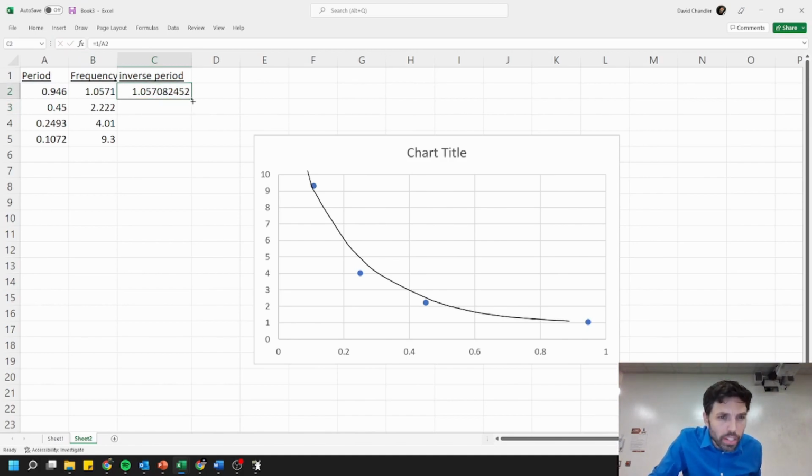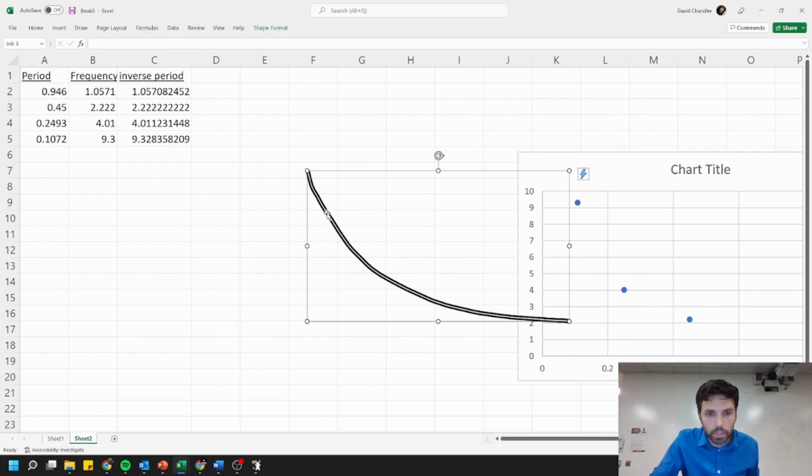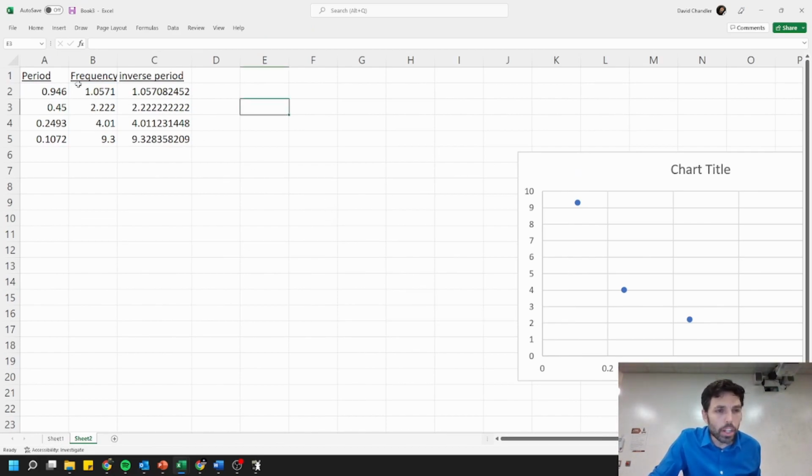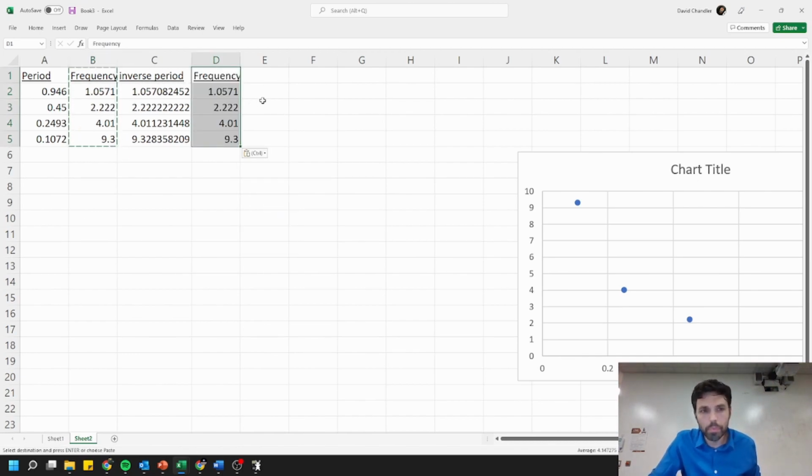Then I'm going to grab that little green dot at the bottom right, that little green square, and drag it down, and it's going to fill in the rest of the blanks for me. I'm going to move this chart out of the way just for a second. And now I'm going to graph these two variables. I'm going to copy this over to here because Excel really likes to have the x-axis be the first thing you grab. So whenever you highlight these cells, the x-axis is always going to be in the left-hand column. You can change that, but it's a pain in the butt. I don't want to bother. So inverse period now on my x-axis, frequency on my y-axis.